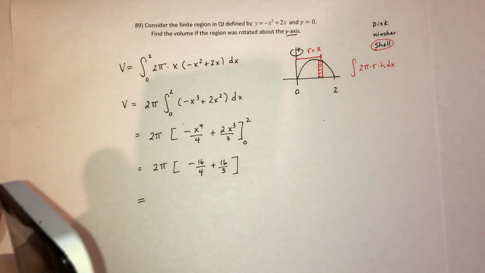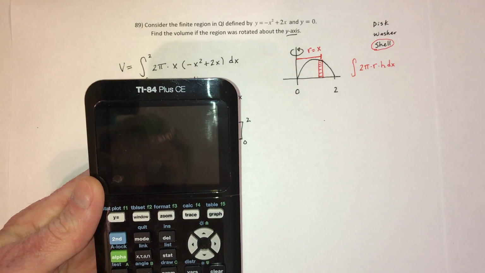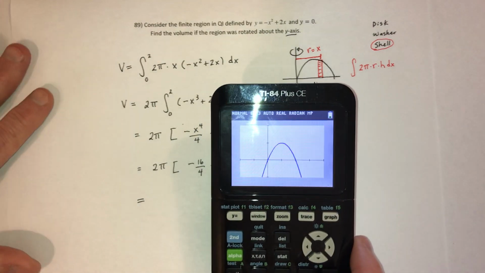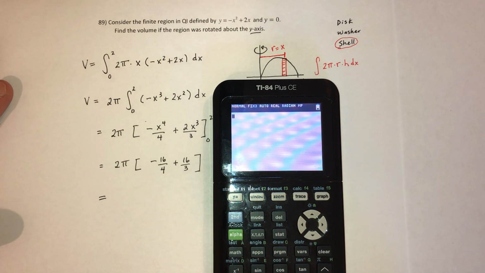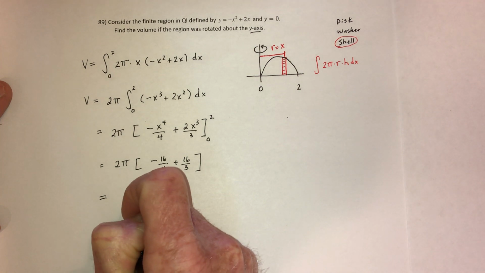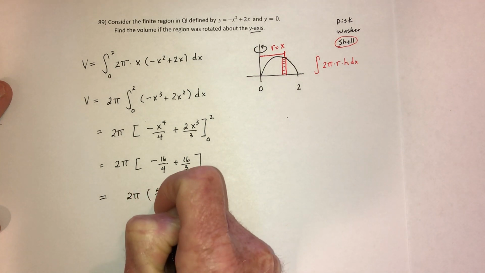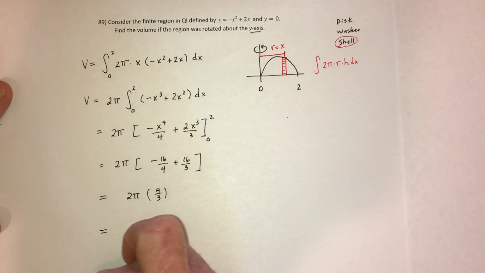And then for these fractions, it's going to be negative 16 divided by 4 plus 16 divided by 3. Get that as a fraction. It's 4/3. So then we have 2 pi times 4/3. And then nothing reduces, that is 8 pi over 3.